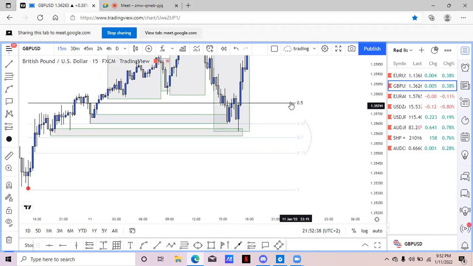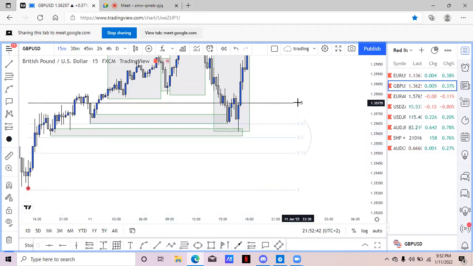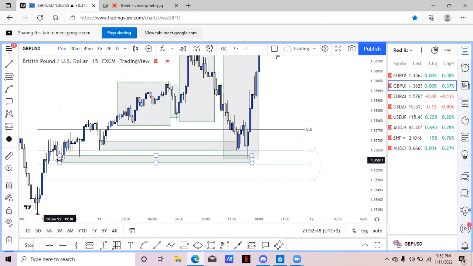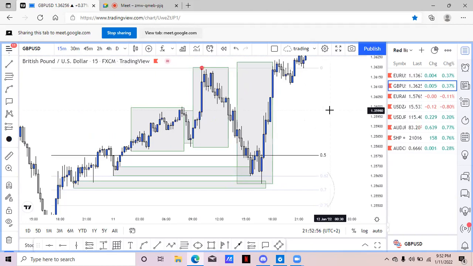You have to buy below this equilibrium, below this 50% of the daily range. You get it? So you find your order blocks there, and then trust me, you're good. I don't know if you understand.